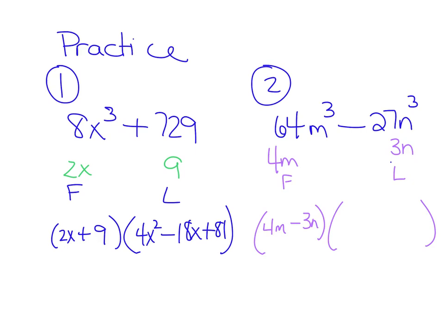In the parentheses, I'm going to square my first term. 4m squared is 16m squared. And then opposite, so it was minus in the problem, so this is going to be plus. First term times the last term, 4m times 3n is 12mn. And then I have to do always positive, and I square the last term. So that's 9n squared. Okay, so hopefully you can read those. I'm sorry, they got a little messy there.